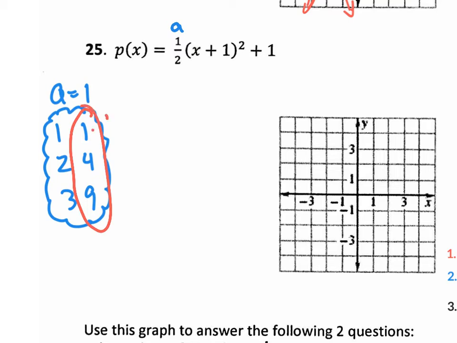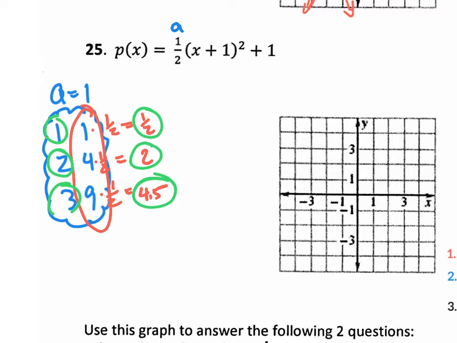That means multiply 1 times 1/2 and you'll get 1/2. That means multiply 4 times 1/2, sorry, and you will get 2. Multiply 9 times 1/2 and you will get 4.5. So your new pattern that we will use once we start graphing, we're not going to use it yet, will be 1, 1/2, 2, 2, 3, 4.5. That's going to be the new pattern that we're using from the vertex.